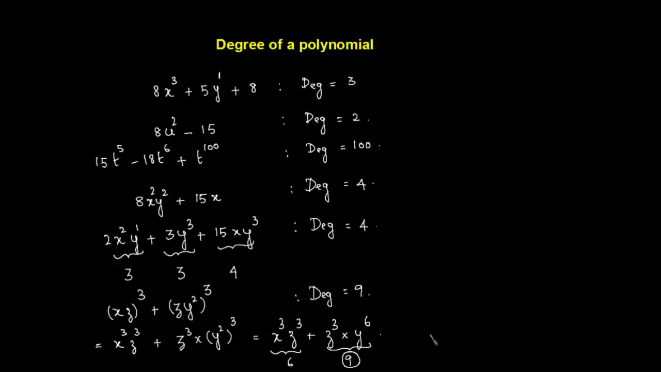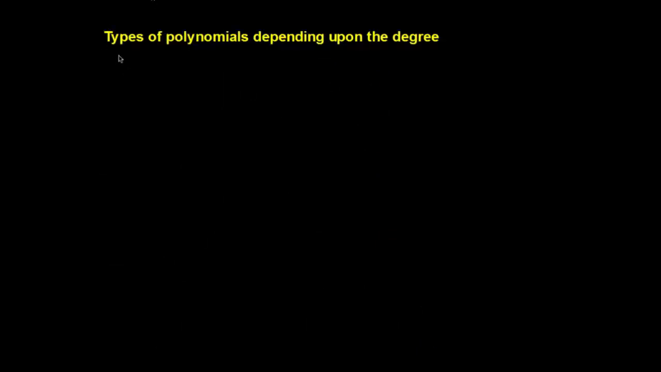So that's about the degree of a polynomial. Next, we are going to learn about the types of polynomials depending upon the degree. Now consider 4x minus 7. Now what is the degree of this polynomial? You can see that the highest power to which x is raised is 1. Therefore, the degree of the polynomial is 1.